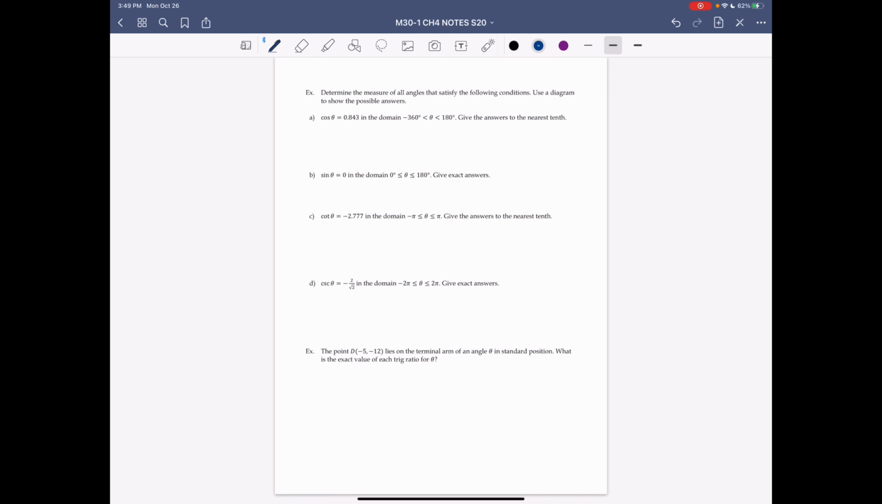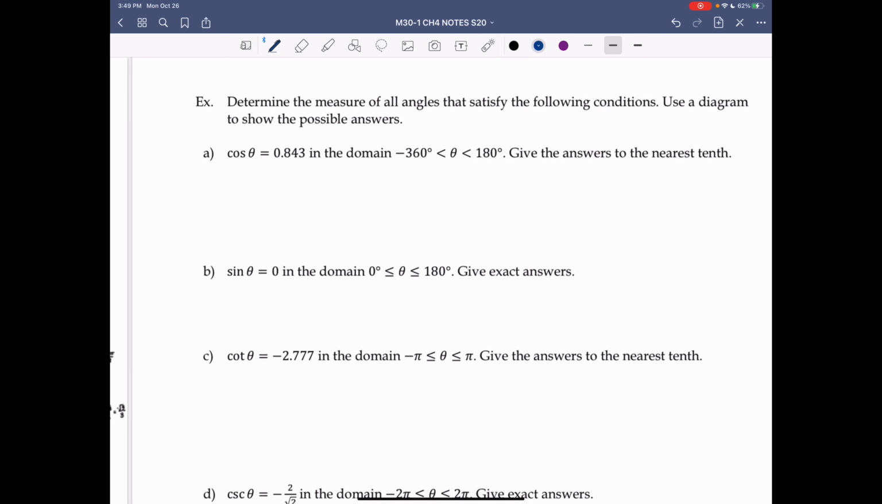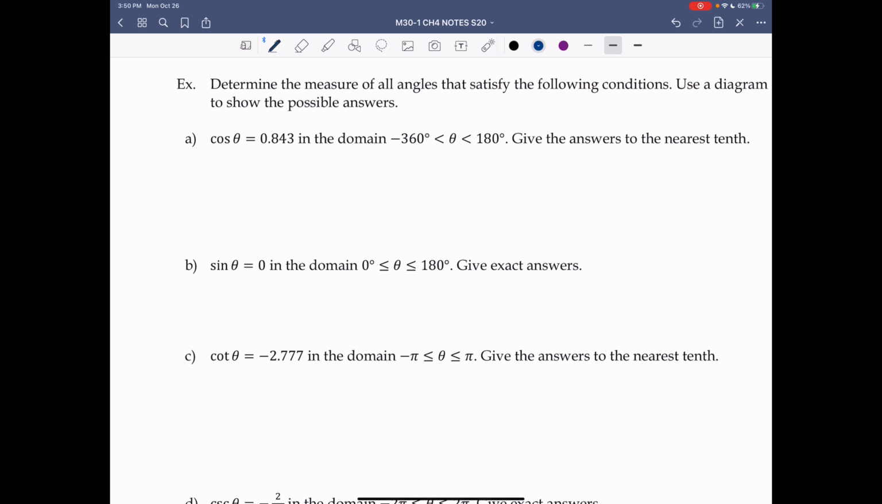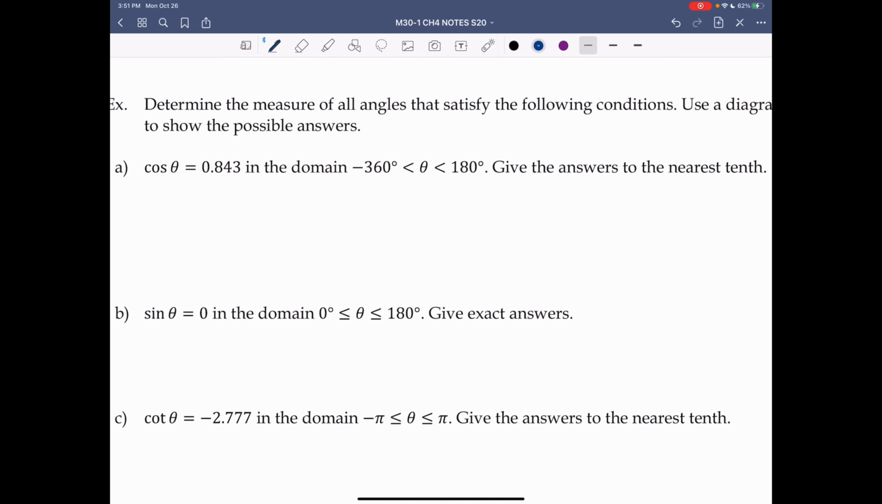Determine the measure of all angles that satisfy the following conditions. Use a diagram to show the possible answers. First one, cos theta equals positive 0.843 in the domain negative 360 degrees is less than theta is less than 180 degrees. Give the answers to the nearest tenth. The first step is to figure out the reference angle by doing theta r equals cos inverse of 0.843.